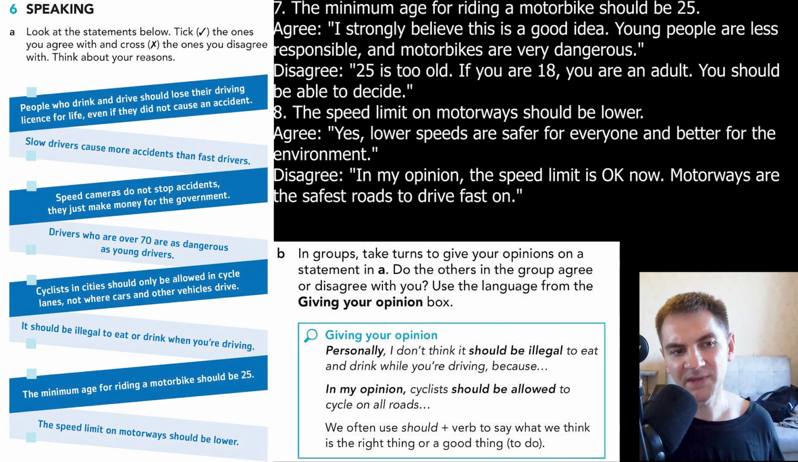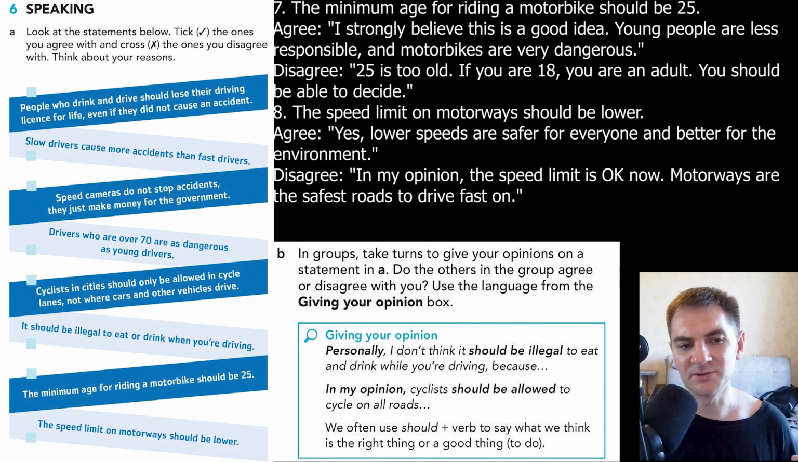Number 8. The speed limit on motorways should be lower. Yes, lower speeds are safer for everyone and better for the environment. Or, in my opinion, the speed limit is okay now. Motorways are the safest roads to drive fast on, something like that. So now it's your turn. Okay, good luck with it.